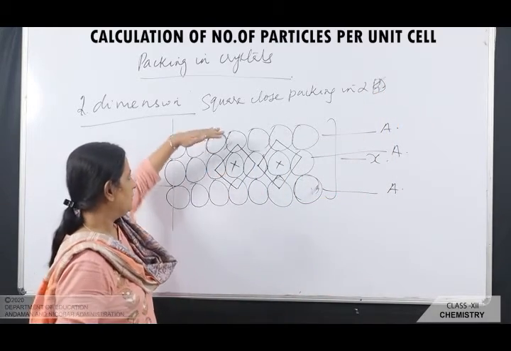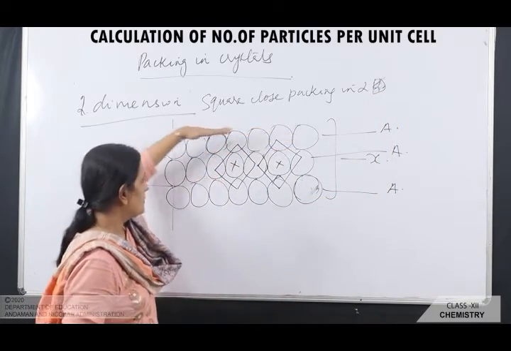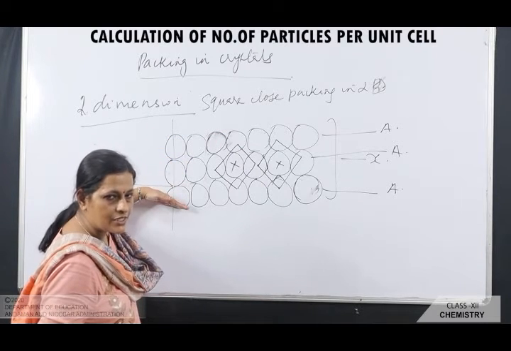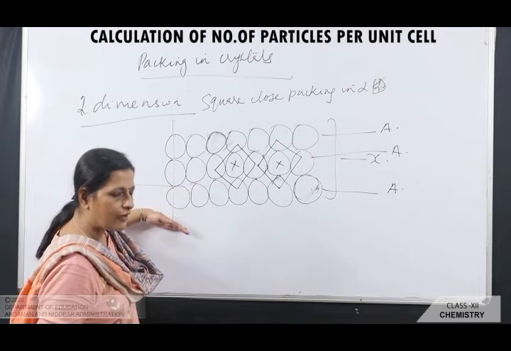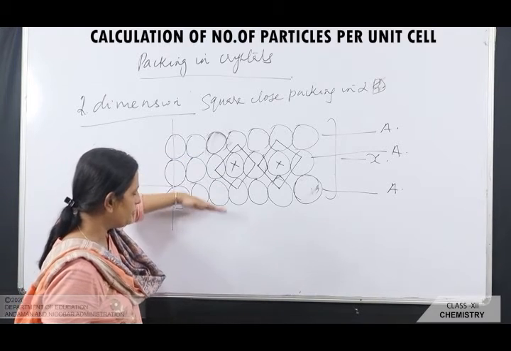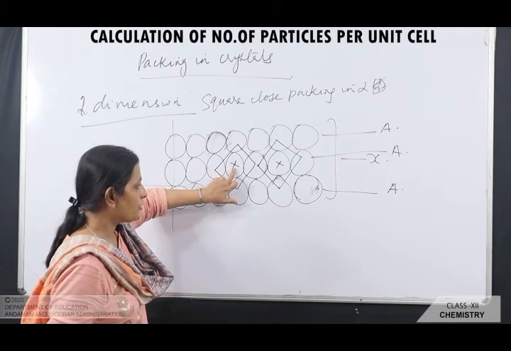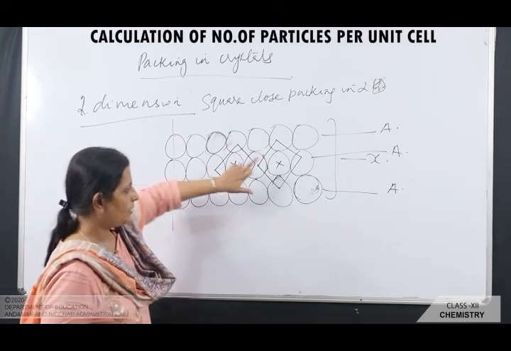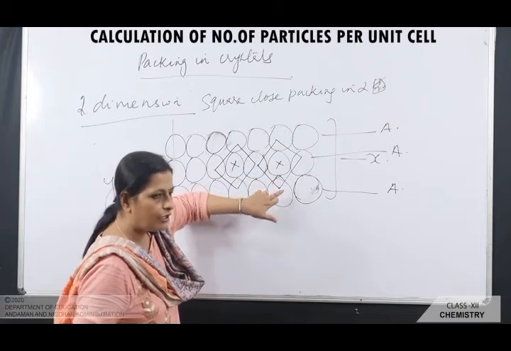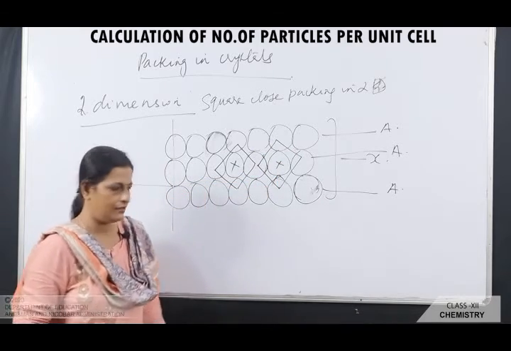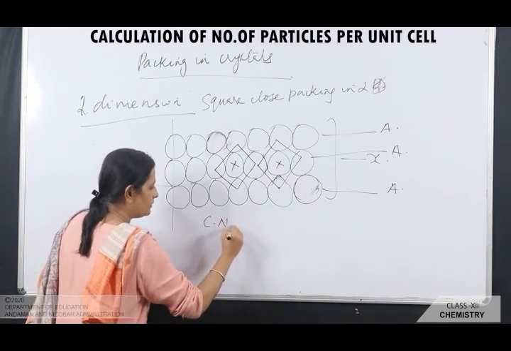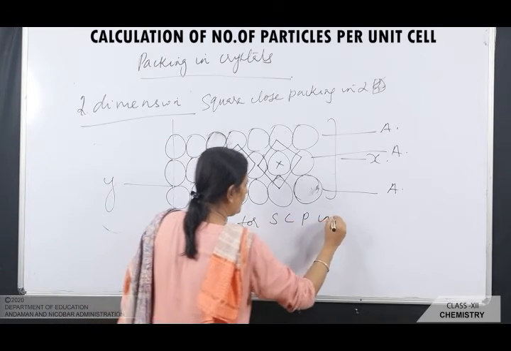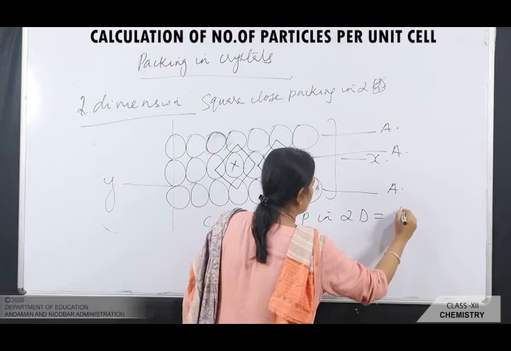Is it clear? That is, the first layer you are arranging, the second layer is arranged just below the first layer, the third layer is arranged just below the second, and the fourth will be arranged just below the third. So it goes like that only. Each sphere you see is in contact with how many spheres? 4 spheres. Here also you see each sphere is in contact with 4 spheres. So what will be the coordination number? The coordination number for square close packing in 2 dimension is how much?